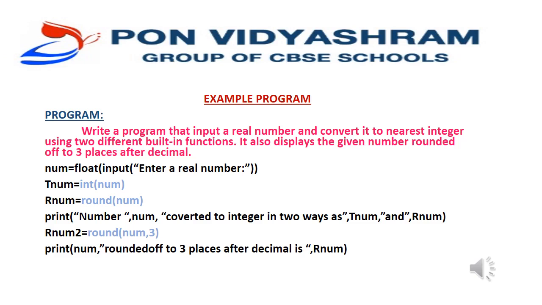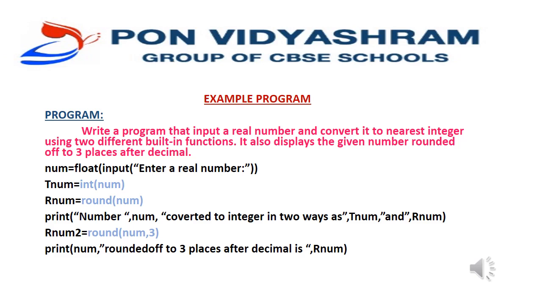Next, the variable tnum is equal to int of num. So the given number will be converted into an integer value that will be stored in the variable tnum. Next, rnum is a variable in which we are going to have the rounded number. So the given number will be rounded off to the nearest integer and saved in rnum. Next we will have a print statement, which we will discuss with the output.